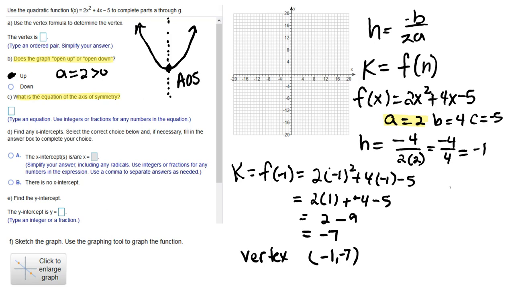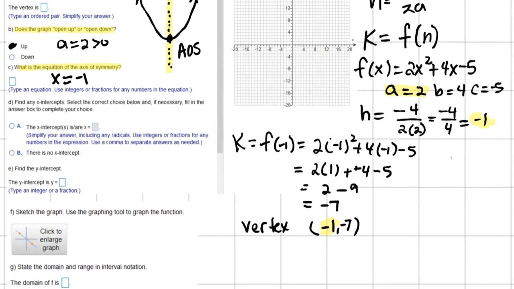We use the word symmetry because if we were to fold the graph along that invisible line, it would give a mirror image, or symmetry, on both sides. So the key takeaway is that it's a vertical line that passes through the vertex. We use the x-coordinate from our vertex, negative 1, to give us the axis of symmetry. So it's the vertical line x equals negative 1, and that is our axis of symmetry.